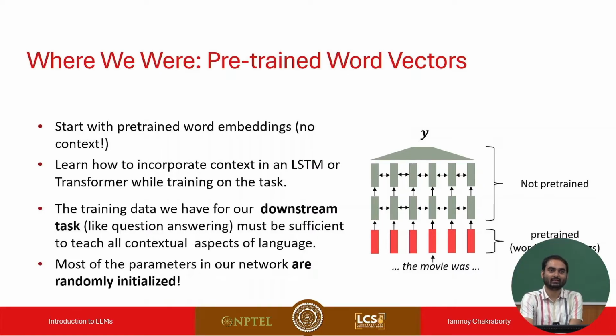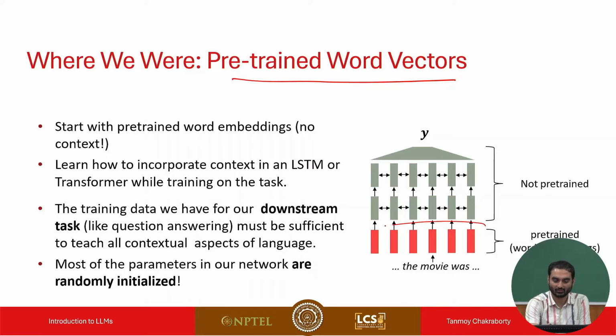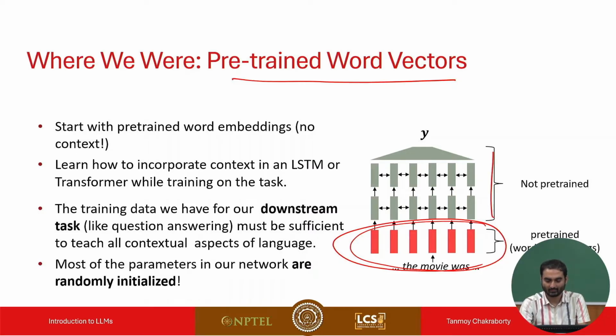So ELMo is yet another word embedding technique, but contextual, dynamic, unlike word2vec and GloVe, which were static, right? Context independent. So we have been talking about pretrained word vectors. In pretrained word vectors, your embedding layer is frozen, right? And your task specific layer is essentially something that you are interested in. Okay, now this part is pretrained. The entire model is not pretrained. Only the inputs are pretrained, right?